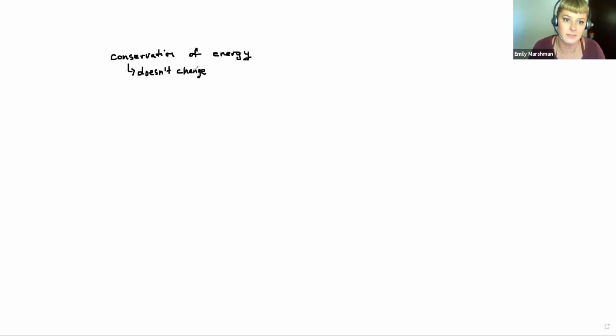Now, the type of energy that it is can change. The energy can be transformed between kinetic energy and potential energy and vice versa. But if I've got 100 total joules of energy, there's always going to be 100 total joules of energy if energy is conserved.